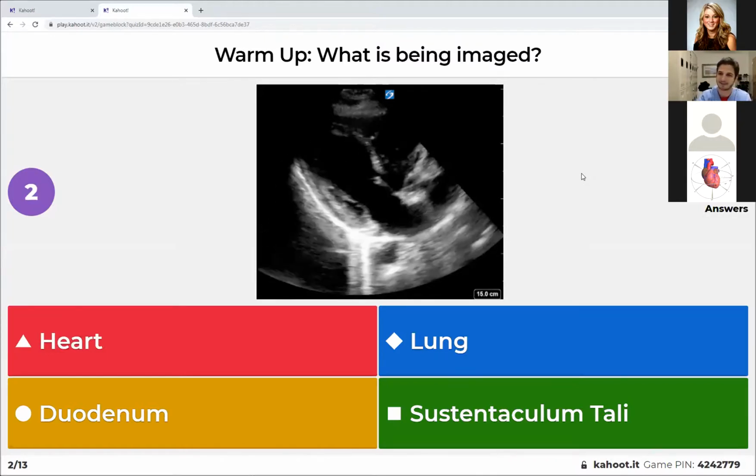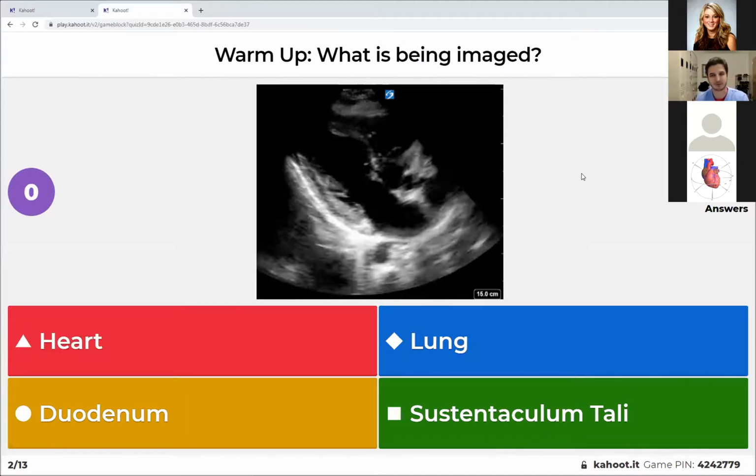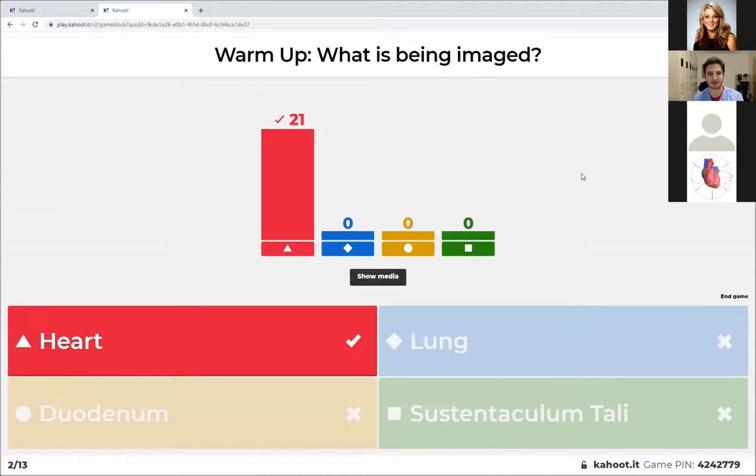You've got a timer on the left-hand side. We only have about 20 seconds for each one because I want to just keep this moving. We don't have too much time. And it looks like everyone has done a wonderful job.